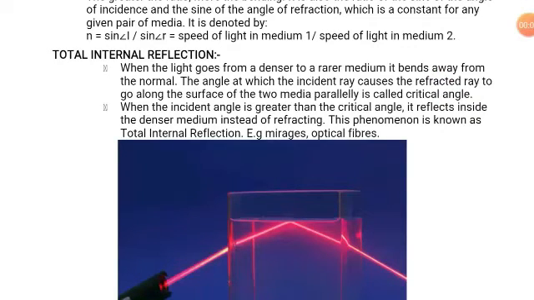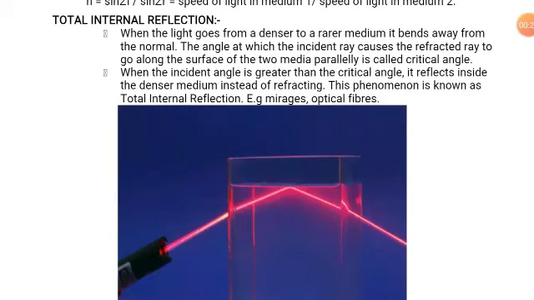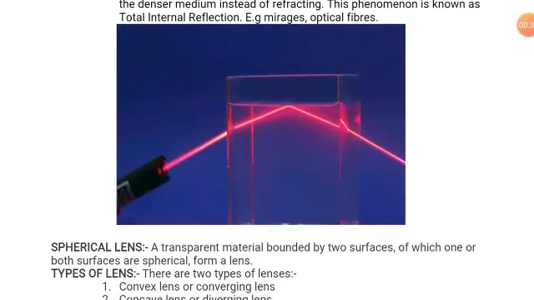Total internal reflection. When light goes from a denser medium to a rarer medium, it bends away from the normal, which we have seen now. The angle of incidence at which the refracted ray goes along the surface between the two media, parallel to it, is called the critical angle. When the incident angle is greater than the critical angle, the light reflects inside the denser medium instead of refracting. This phenomenon is known as total internal reflection. As you can see in this figure, we can understand very nicely how the bending of the light takes place.